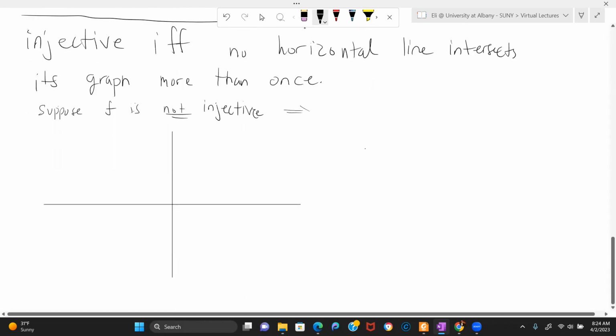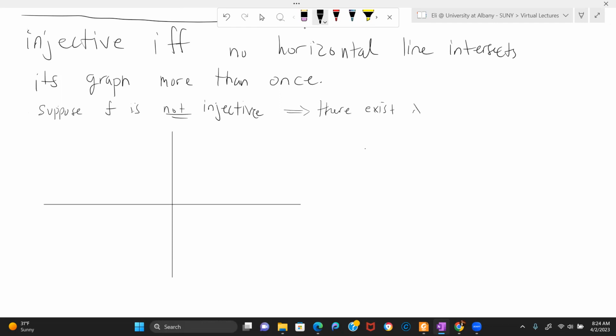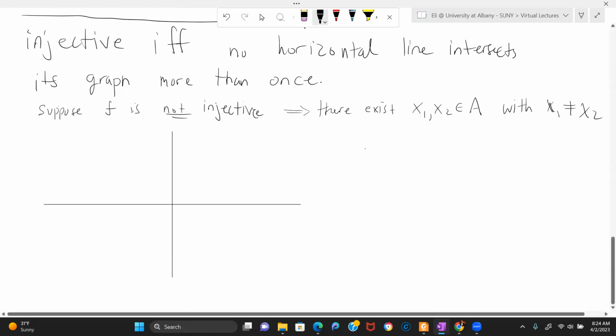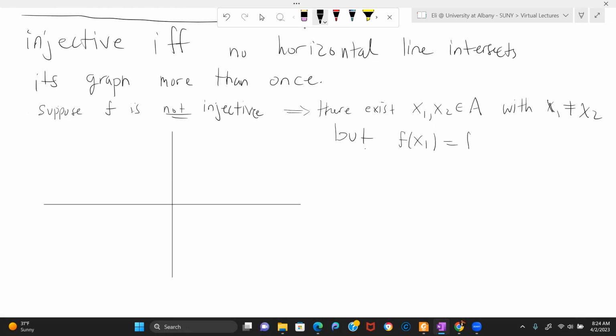So non-injective means there exist x1 and x2 in your domain with x1 not equal to x2, so these are distinct points, but they have the same output. We've actually seen lots of functions like this. We've seen both injective functions and functions which are not injective. So how can we visualize this? Maybe x1 and x2 are here.